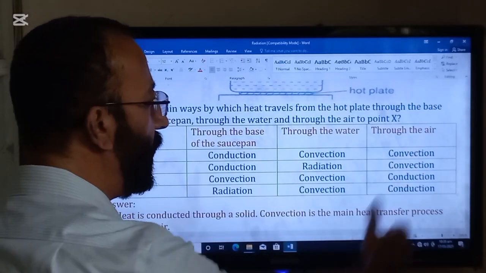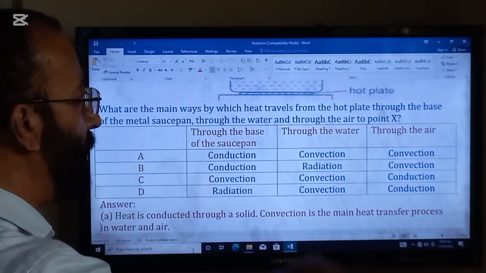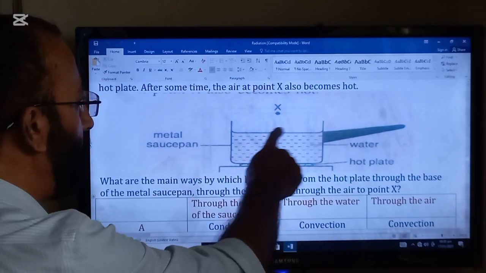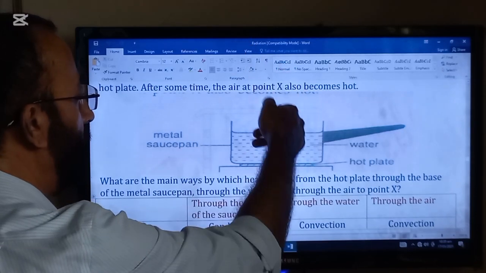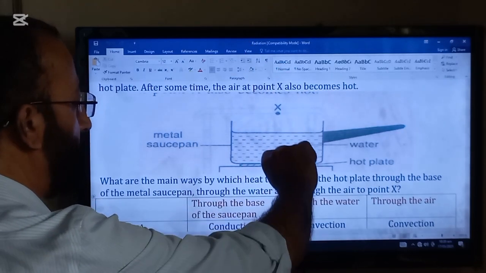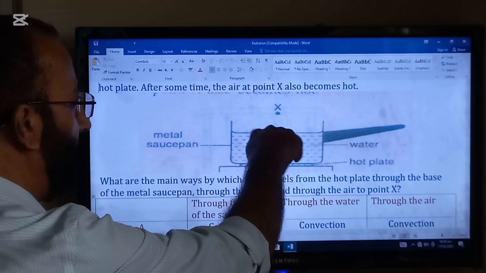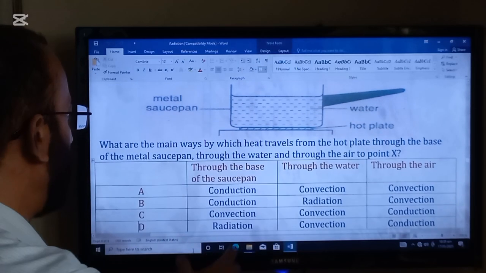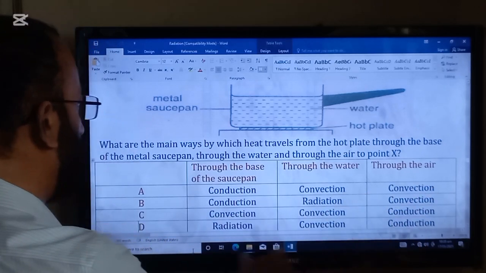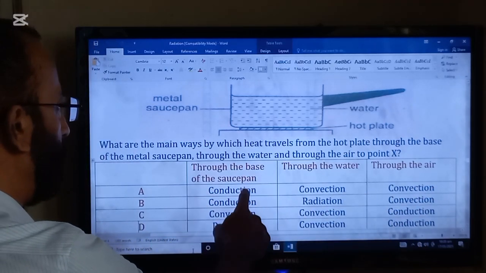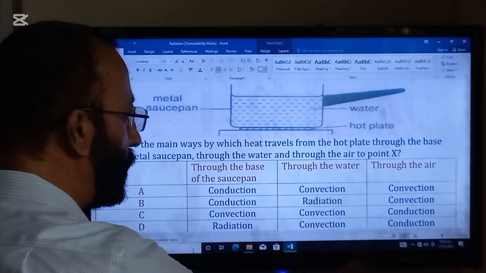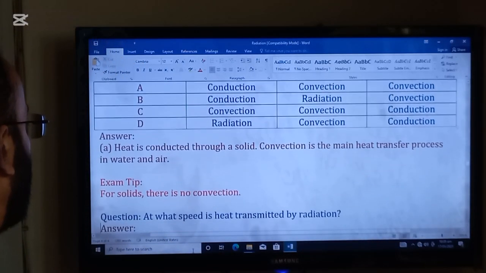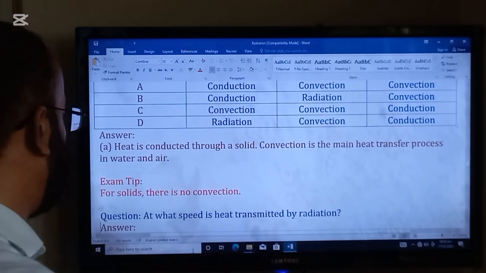And through the air, again a convection current takes place, because the air near the surface of the boiling water gets less dense and rises, and more dense air sinks. So a convection current takes place in the air above the layer of hot water. So the answer A is conduction, convection, convection. Conduction through the base of the saucepan, convection through the water, and convection through the air. For solids, there is no convection.